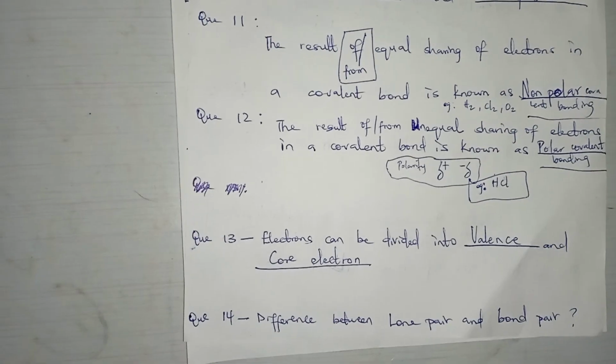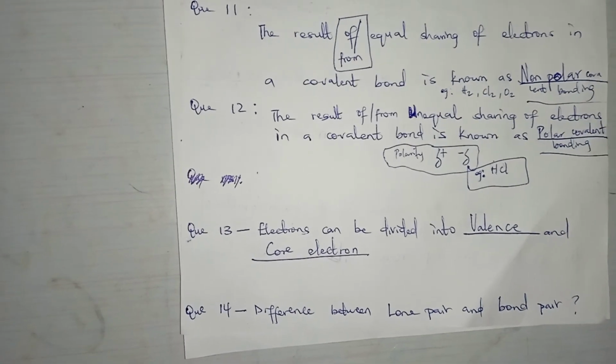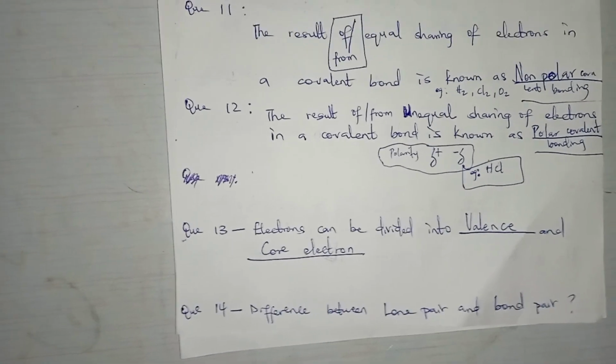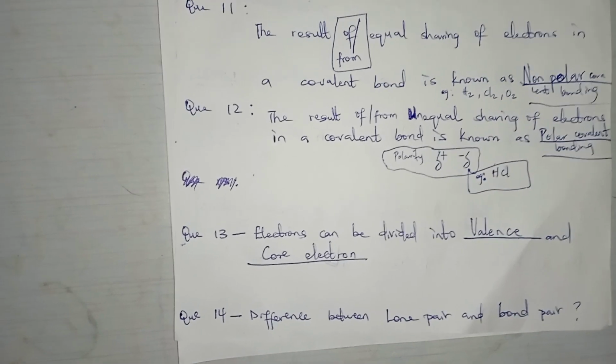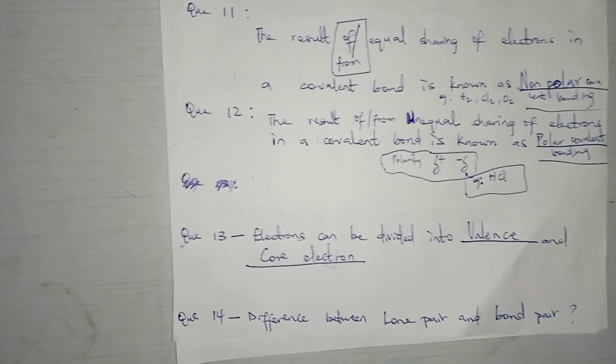Why core electrons are electrons found in complete orbitals or in a complete outer shell. So that's what core electrons are.